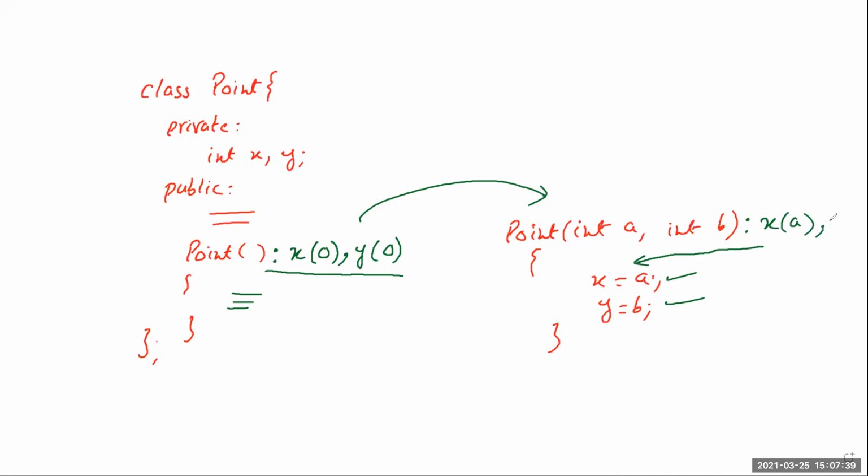Then you put a comma because we also want to assign a value to y. So you say y gets a value b. And now once you have this, you can actually get rid of these two. So you see nothing new. It's exactly the same thing, just a different syntax of achieving things, right?